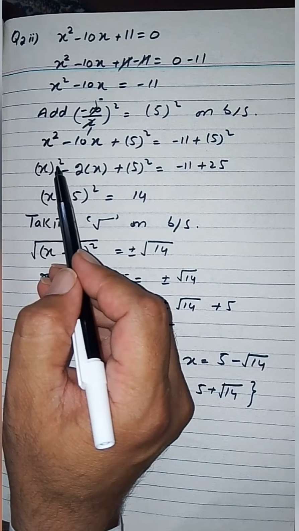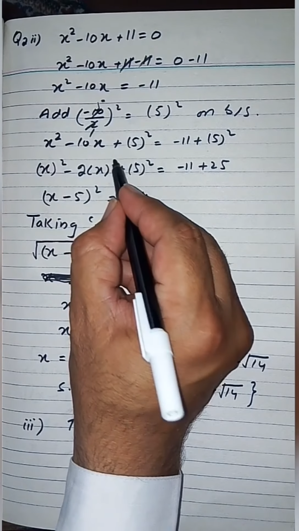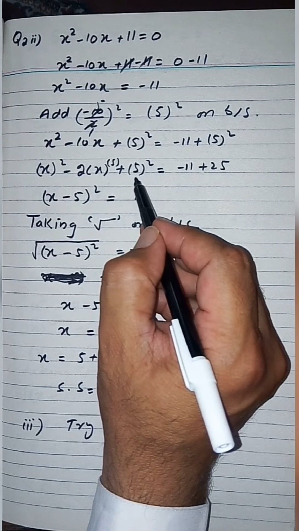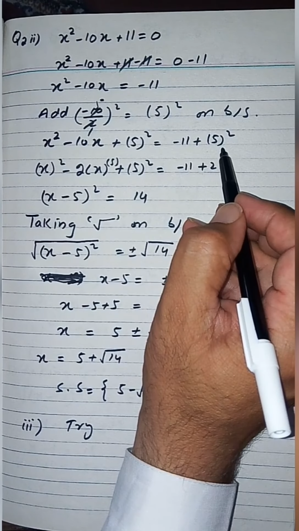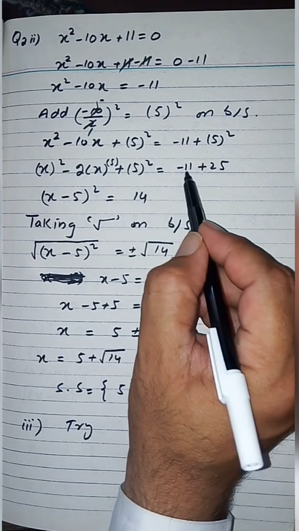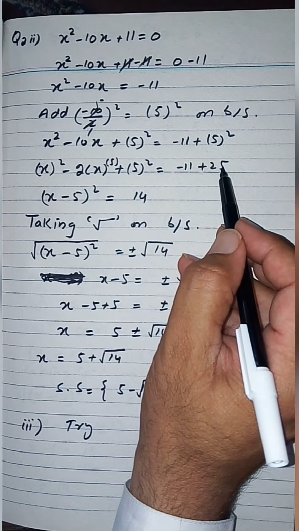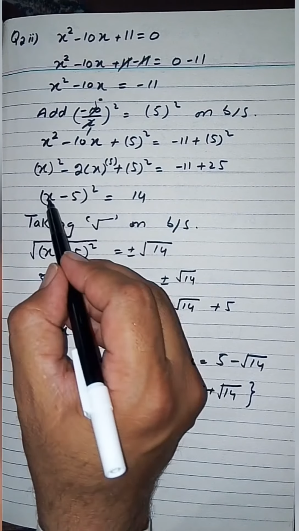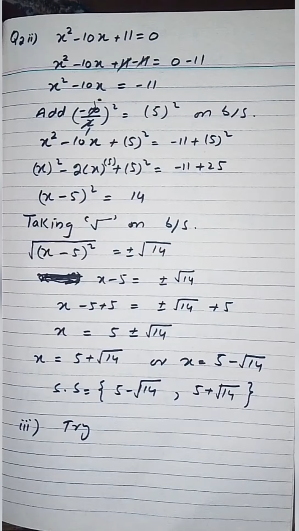Now I can write it x whole square minus 2 into x into 5, 2 5s are minus 10x, and this 5 square is added to this side and this 5 square is added to this side. So I can write it like this: minus 11 plus 25, taking the square of 5 we get 25. So now I can write this as x minus 5 whole square, which is equal to 25 minus 11, we get 14.